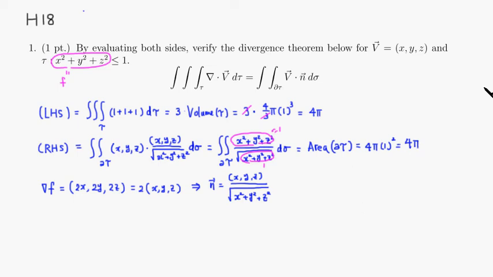So combining these two, the left hand side and the right hand side are equal to each other, because we get 4 pi on the left and 4 pi on the right. All right, that's it. I hope that this was clear.